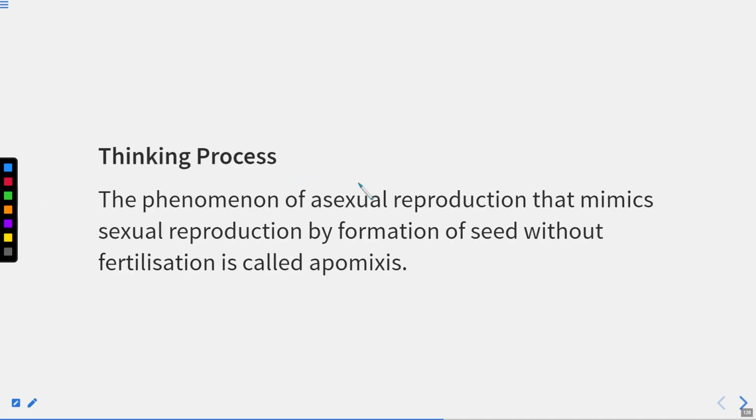Okay, now first understand what is apomixis. It is a kind of asexual reproduction that mimics sexual reproduction. And how does it mimic sexual reproduction? By formation of seeds. Through sexual reproduction also seeds are formed, and here through apomixis also seeds are formed. But the difference is that in apomixis seeds are formed without fertilization. Okay, so apomixis is a kind of asexual reproduction which mimics sexual reproduction by formation of seeds.